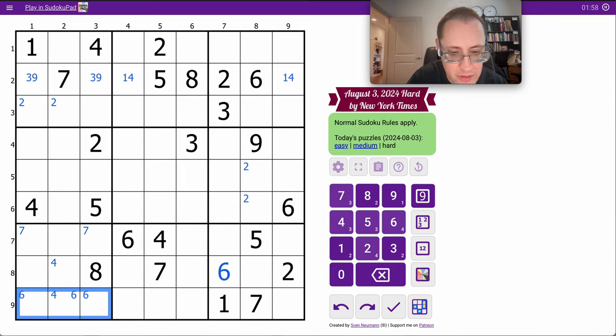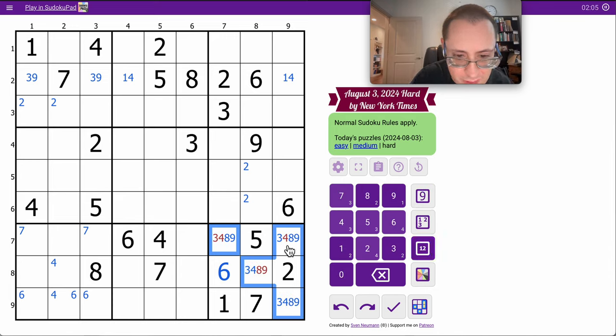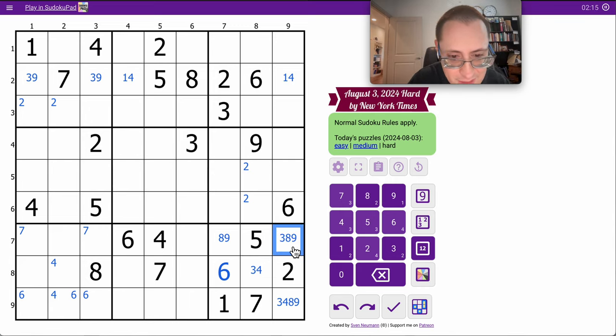One, two, five, six, seven. I need 3, 4, 8, 9 in those cells. Okay, this sees 3 and 4. That one sees 8 and 9. Okay, this was not helpful at all. Let's see, do I need to look at the top rows? Okay, this can't be 7, but there's too many other options.